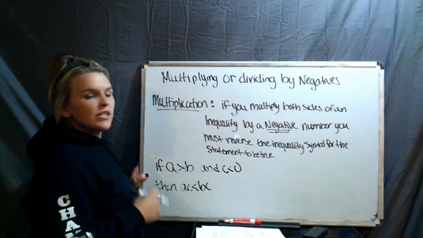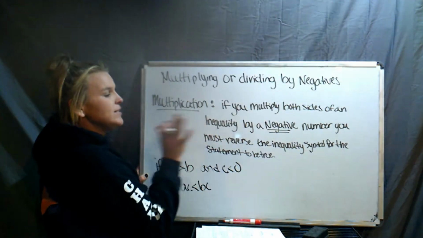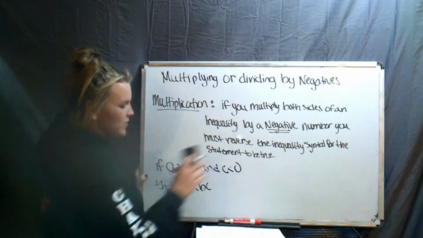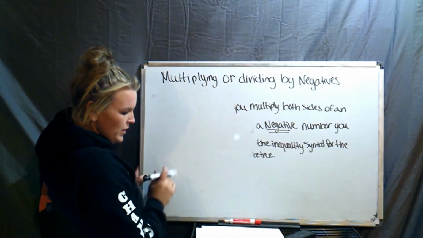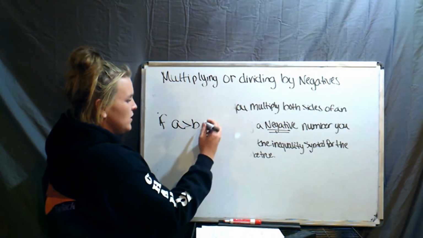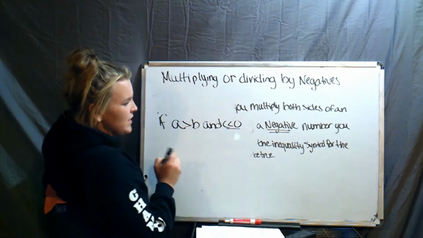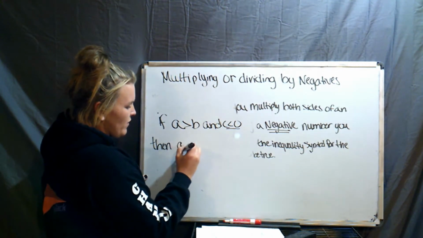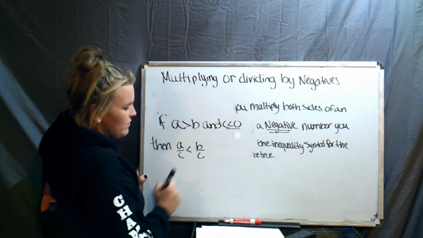Now with division, it's going to be the same thing. If you divide both sides of the inequality by a negative number, you must reverse the inequality symbol for the statement to be true. So let's look at this with division. If A is greater than B and C is less than 0, meaning that C is a negative, then A divided by C, switch your sign, is going to be less than B over C.